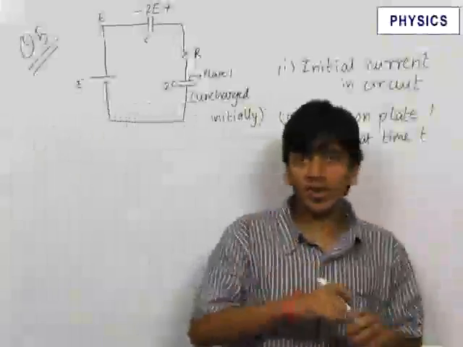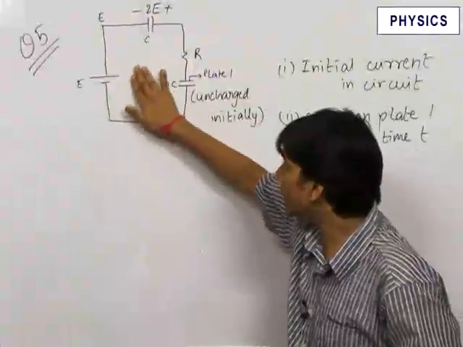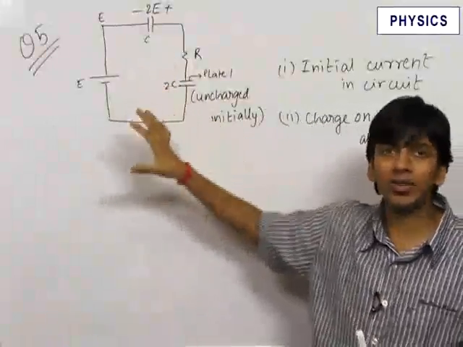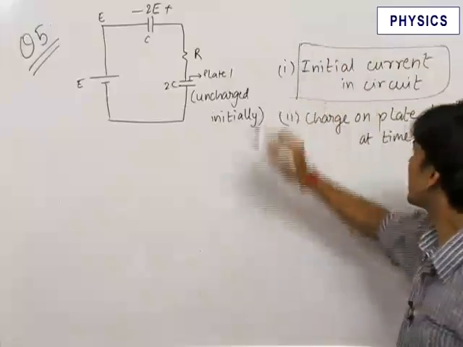The fifth question that we have is a very important question in which you learn how to find out the current and the charges in a circuit with capacitors. So what we need to first find out is the initial current in the circuit.